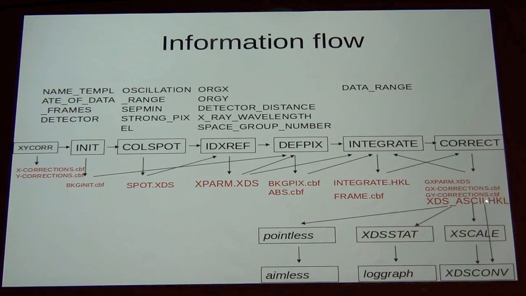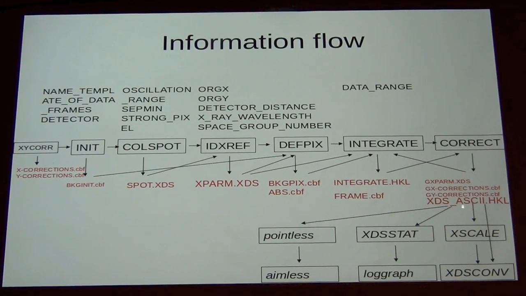Then you have a number of choices. You can either go directly to XDSCONV, as I explained in the beginning, get your MTZ file, very easy. Or you feed it into XSCALE if you have more than one such XDS_ASCII.HKL. Then you would normally go to XSCALE and put them together and get one file that is then converted by XDSCONV. You can get statistics, look at them, and now I also put POINTLESS and AIMLESS here for those who prefer to use CCP4 programs for this task.